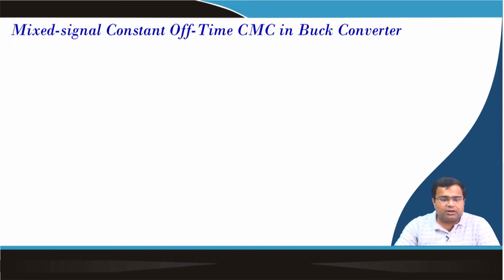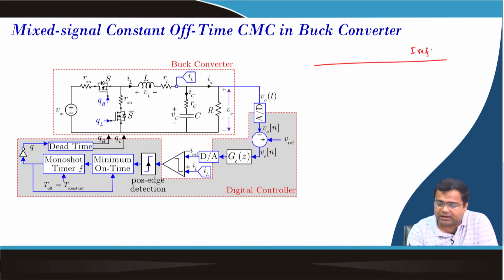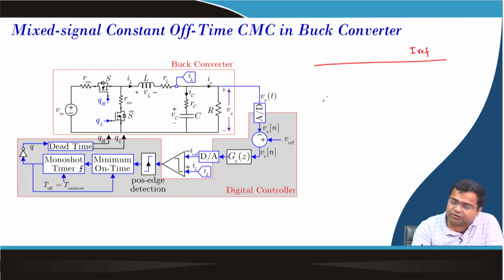Now, if we go to constant off time, it is a peak current mode control with the same architecture. If we take the peak current reference, it is the same peak current mode control. But compared to fixed frequency, here the off time is constant, and the on time actually comes out from the loop.